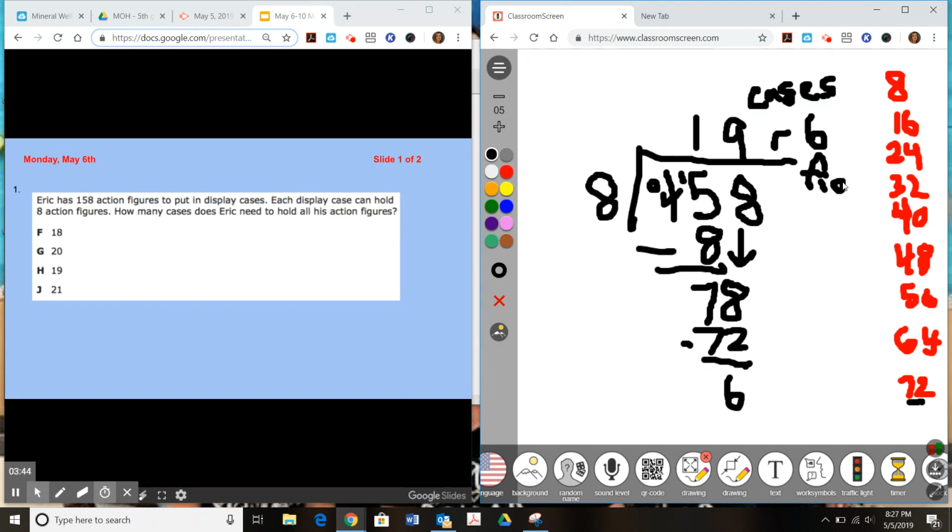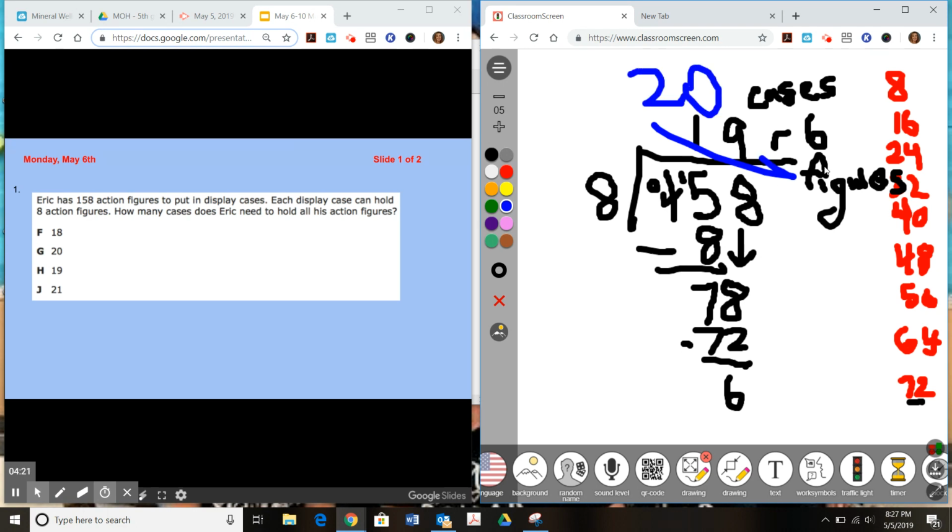Okay, these don't get the same labels. So it's 19 cases and 6 figures left. Okay, we got to think, are we going to just drop those remainders, drop those figures and not care about them? Or do we need to round up or add one? We need to add an additional case. And yes, that's what's going to happen here because he wants to put all of them in a case. So he's going to need to add one. So that's going to give us 20 cases that he needs.